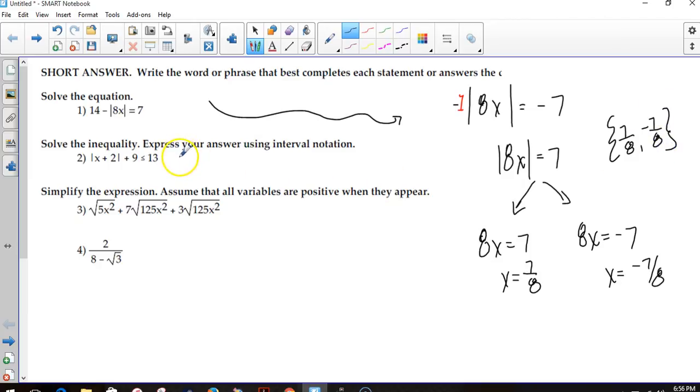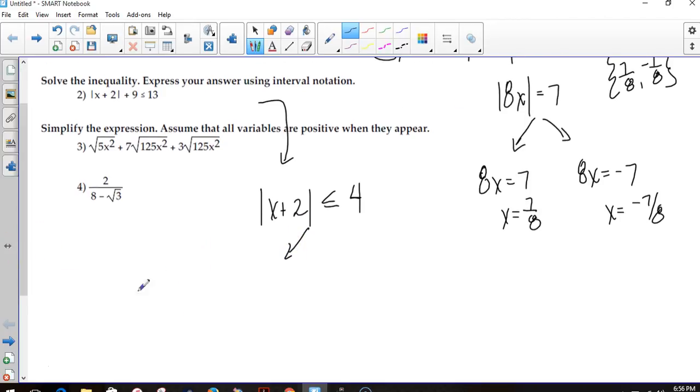For inequalities, we'll do the same thing, but we'll have that one extra step of having to flip the inequality symbol. First, I'm going to need to isolate the absolute value bars. And so I'm going to say absolute value of x plus 2, subtract the 9 from both sides, equal to a 4. And it could be that it's equal to what I see. I'm going to scoot this down a little bit.